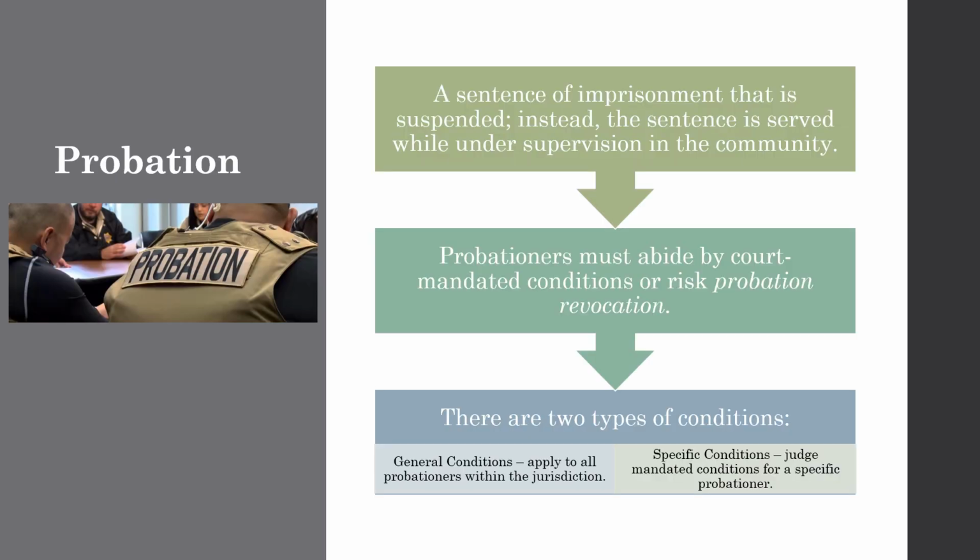Okay, let's start with probation. So the goal of probation is to retain some control over offenders while using community programs to rehabilitate, a far less expensive way than imprisoning someone. But probation is actually a sentence of imprisonment that's suspended. Instead, the sentence is going to be served under supervision in the community. So this is really a conditional freedom that's granted by a judicial officer to a convicted offender as long as the person meets certain conditions of behavior, right? And so this is a court-ordered sanction.